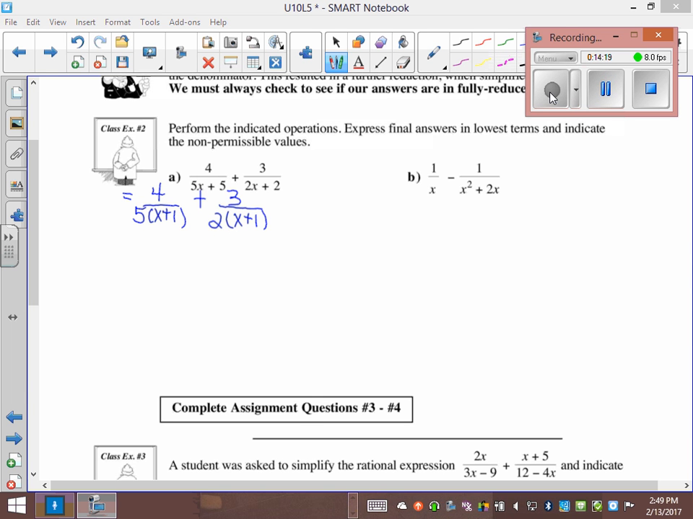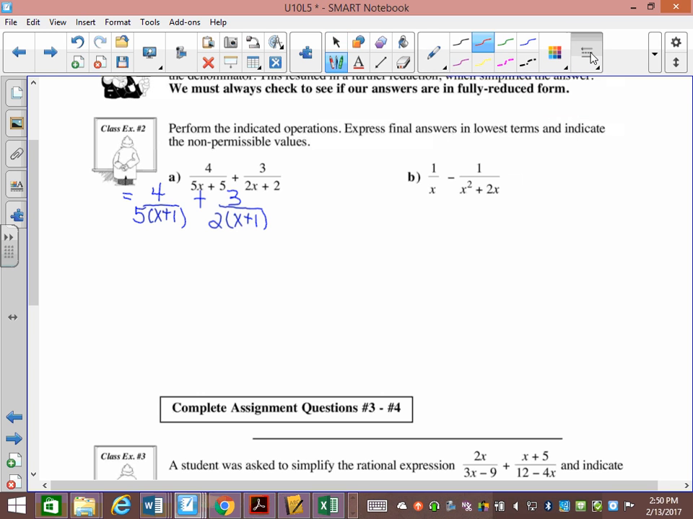Now they're close. They both have an x plus 1, which is fantastic. So I don't have to multiply them by x plus 1 at all because they both have x plus 1s in their denominator. One is a 5, though, and the other one has a 2. What can I make them common? 10. So I'm going to multiply this one by 2 and 2. I'm going to multiply this one by 5 and 5. Then they'll have common denominators of 10 times x plus 1, right?